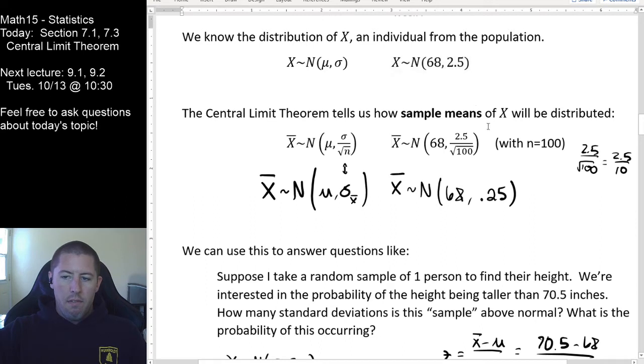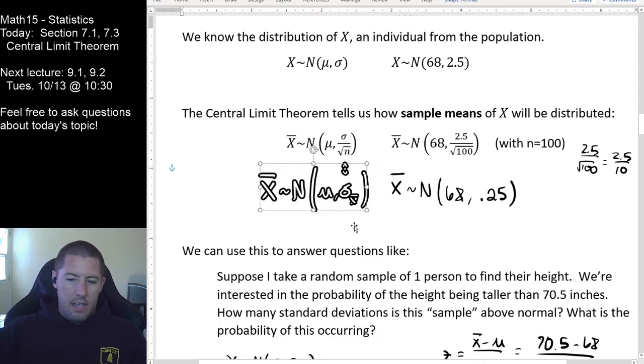The 2.5 got reduced to 0.25 because we divided by the square root of the sample size in each grouping of the average. The more people that we sample, the bigger n gets, the smaller our standard error term. So instead of calling this a standard deviation, since we've modified it, it's really the standard deviation divided by the square root of the sample size. This is now what we call a standard error term.